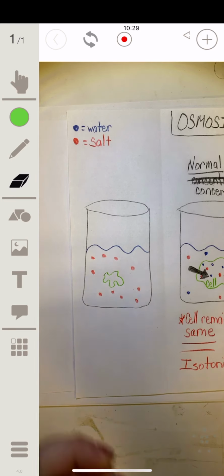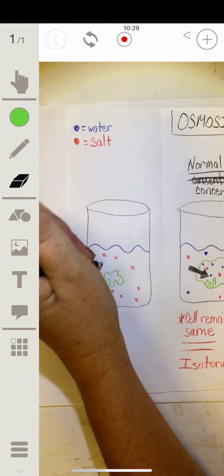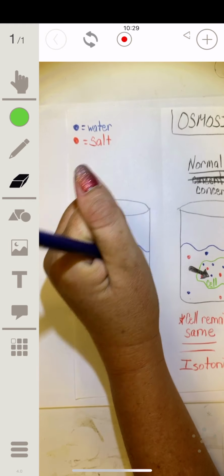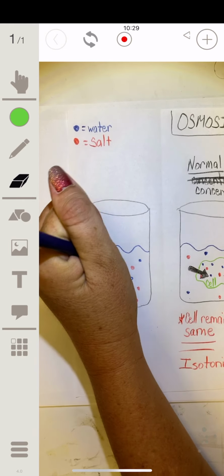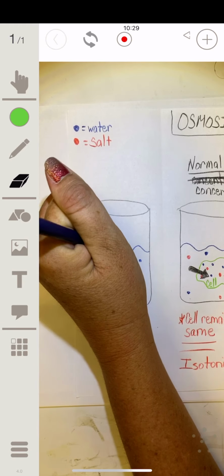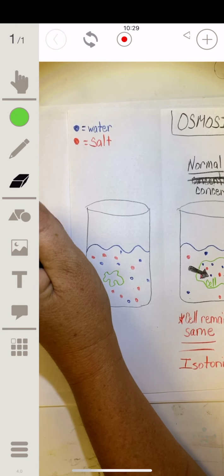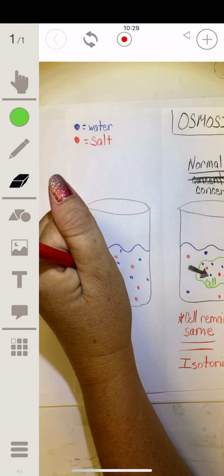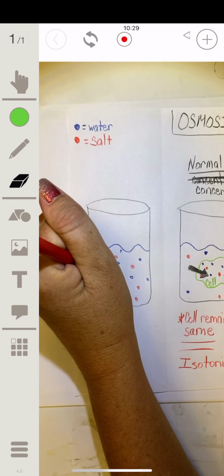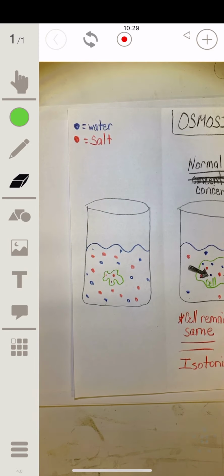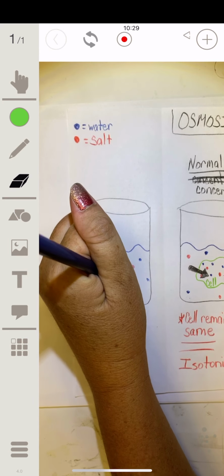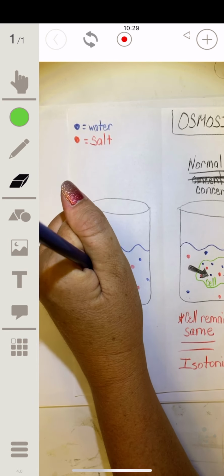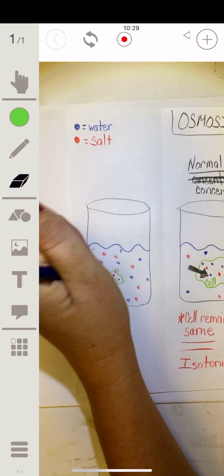We're still going to put some water molecules out here because there's always going to be water molecules in a water solution. So it doesn't really matter how many. Just look at the salt here. So there's more salt on the outside, and then there's going to be less salt on the inside. Put some water inside here.